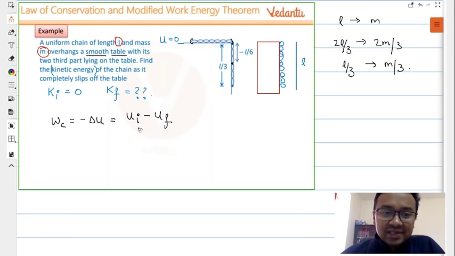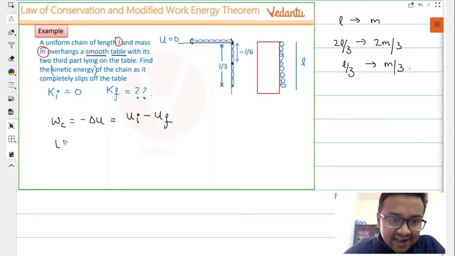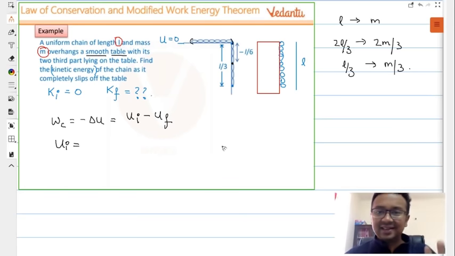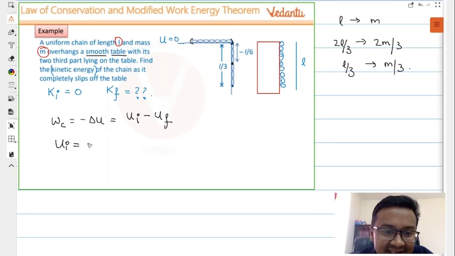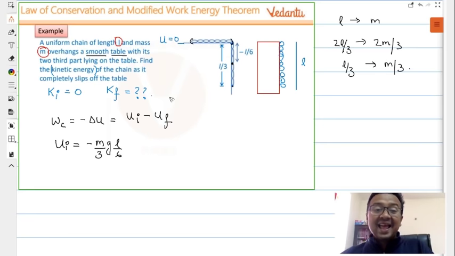So students, let us calculate U initial. What is going to be my U initial, the initial potential energy? What is the mass of the hanging part of the chain? M by 3. Where is it going to lie? At the center of mass. Where is the center of mass? At minus L by 6. From here to here is L by 3, so it is just at its center, which is L by 6. So my dear students, U initial I can say is minus (M by 3) g into L by 6. And then I'm going to calculate my final potential energy.